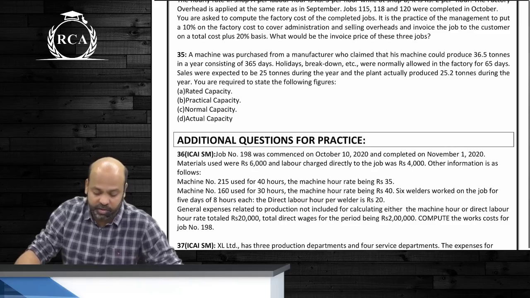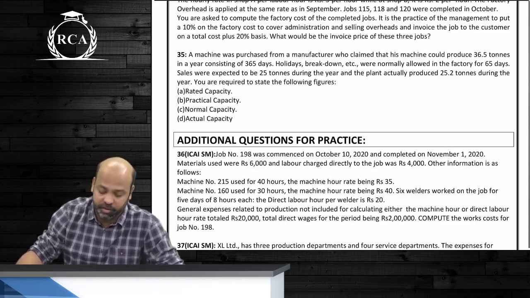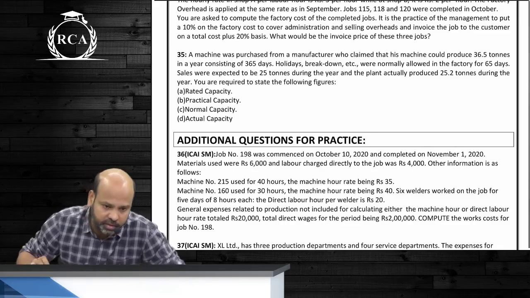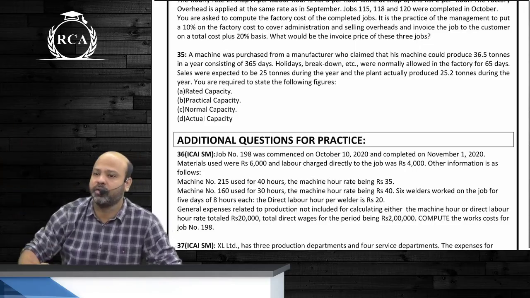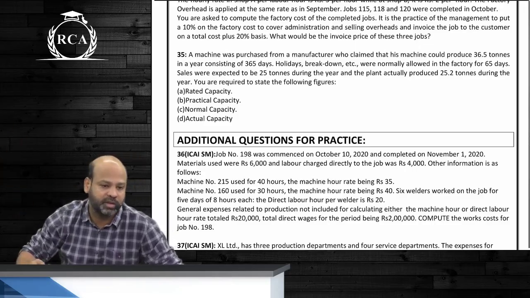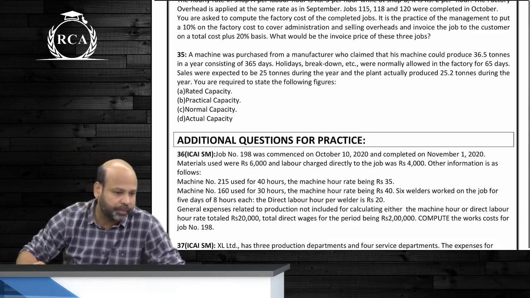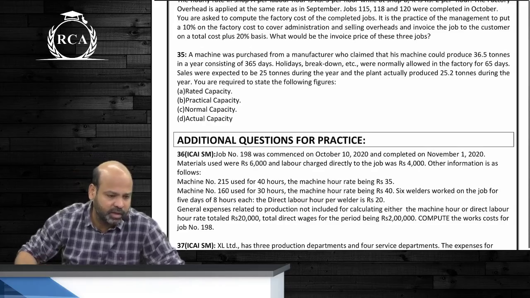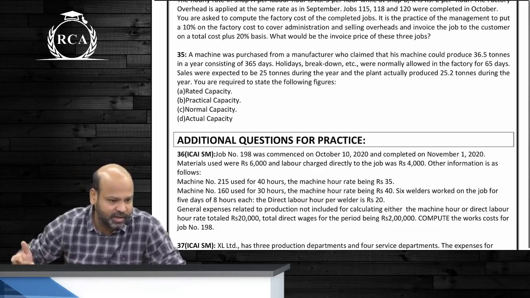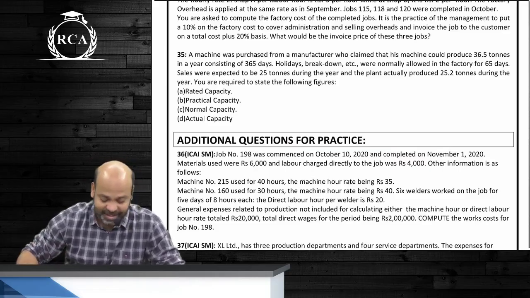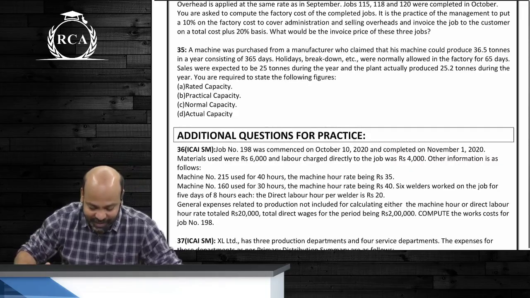So if you remove those 65 days from 365 days, the organization would be working only for 300 days. If 36.5 tons is the capacity utilization that can be achieved over a period of 365 days, what is the capacity utilization over 300 days? 30 beta, exact. 36.5 divided by 365 into 300. शक्ल बना रहे हैं सब लोग, ऐसे कैसे रॉन्ग बोल रहा बोल के, not my friend बोल के. हाँ. So 30 tons would be your practical capacity.